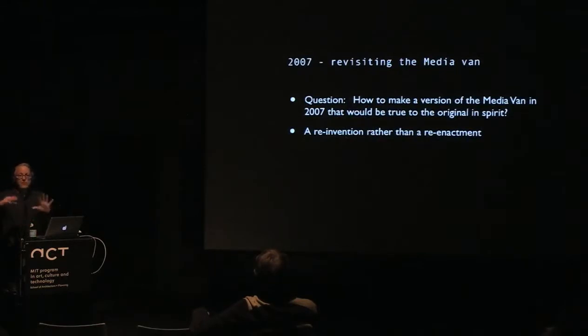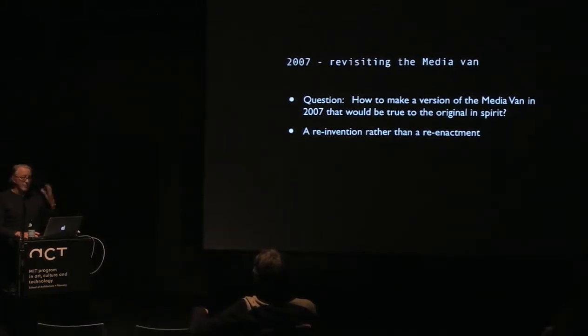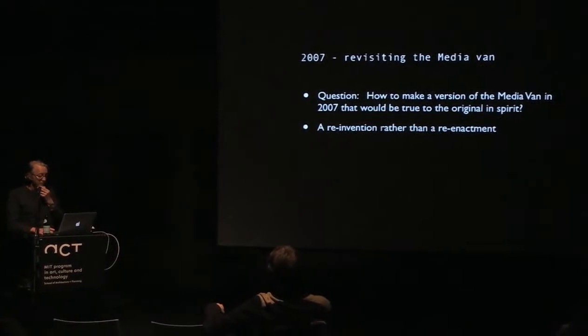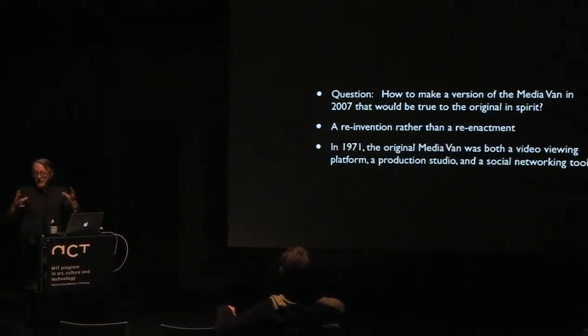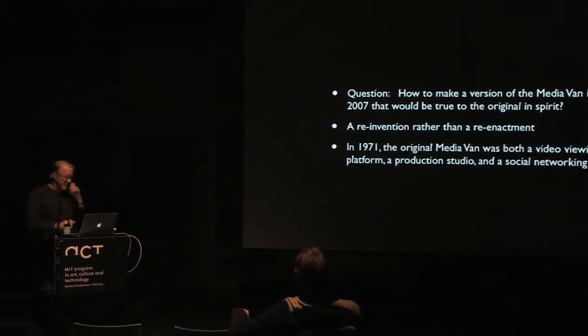So this is all, in a sense, the historical context for a project that we did that began in 2007. And the question here is how would you make a version of the media van in 2007 that would be somehow true to that original spirit? It would have to be a reinvention, not just a recreation of a historical object.